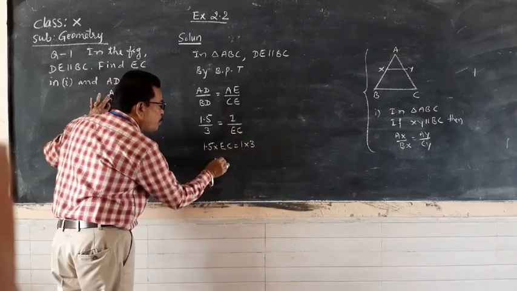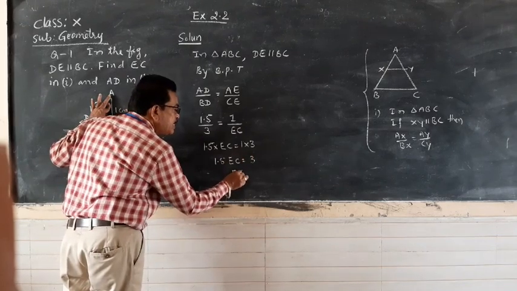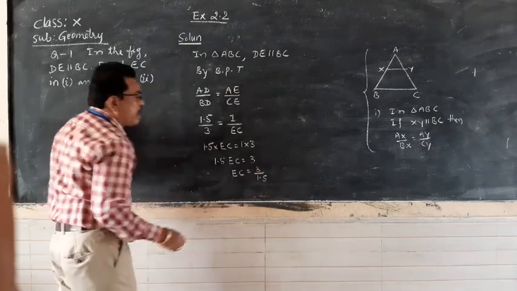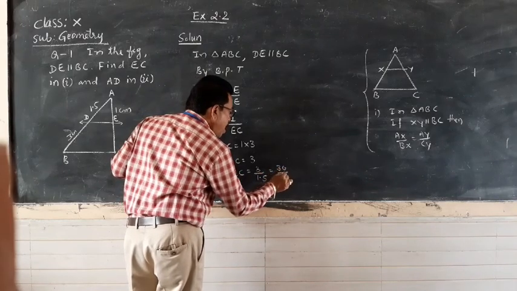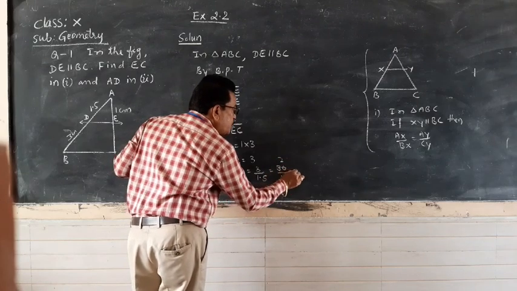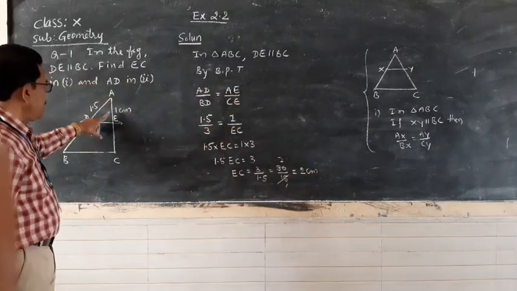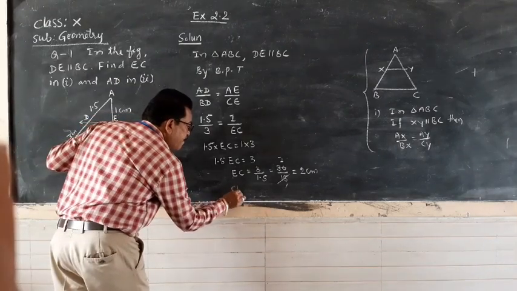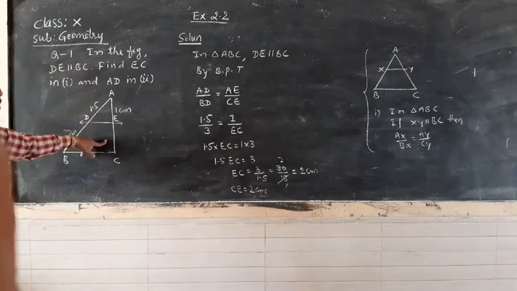That is 1.5 EC equals 3 ones are 3. Now EC equals 3 divided by 1.5. After simplification we have 30 divided by 15. So 15 ones are 15, 15 twos are 30, that is equal to 2 centimeters. Which length is 2 centimeters? CE equals to what? 2 centimeters. EC equals 2 centimeters.